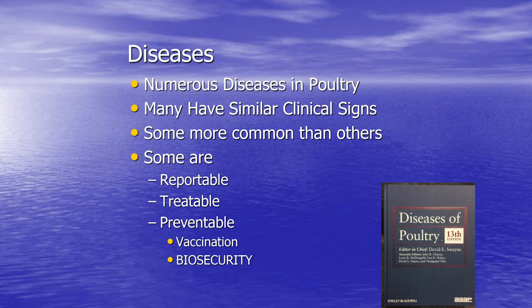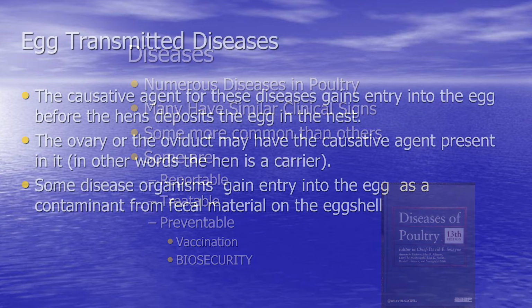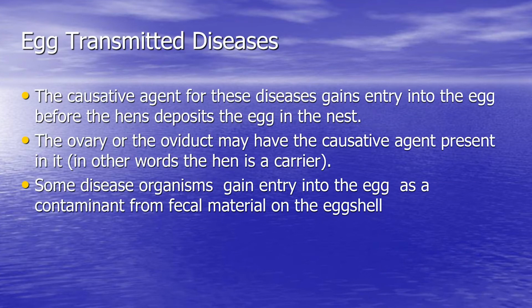So I started out here by listing what's called egg-transmitted diseases. Now with these diseases, the causative agent, the pathogen, gains entry into the egg typically before the hen deposits that egg in the nest. The ovary or the oviduct may have the causative agent present there. In other words, the hen is a carrier. She produces an egg that's already infected. Other disease organisms gain entry into the egg as a contaminant from fecal material on the eggshell.